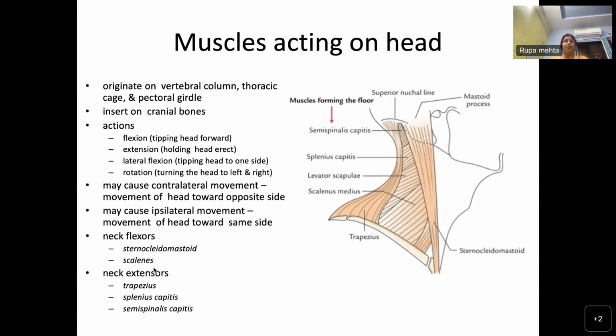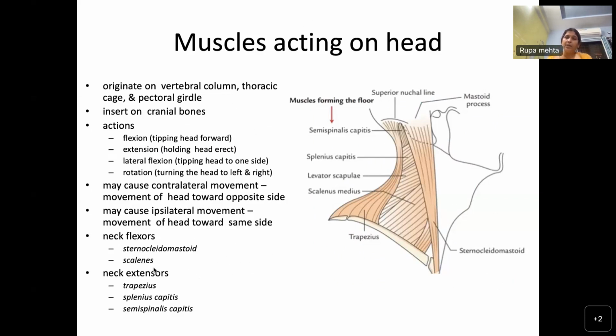Now, the muscles acting on the head. Those are the muscles which have origin from the vertebral column, thoracic cage, and pectoral girdle, and insert on the cranial bones. Their action is flexion, extension, lateral flexion, or rotation of the head and neck. They may cause contralateral movement, that is movement of the head towards the opposite side, or towards the ipsilateral side. Neck flexors are sternocleidomastoid and scalenes, that is anterior, middle, and posterior scalenes, and neck extensors are trapezius, splenius capitis, and semispinalis capitis.